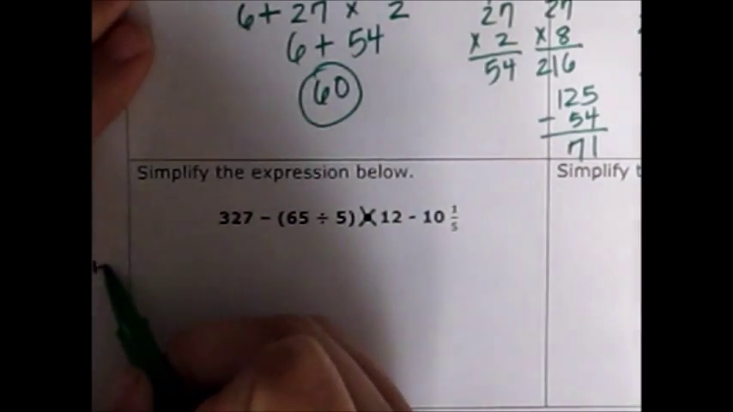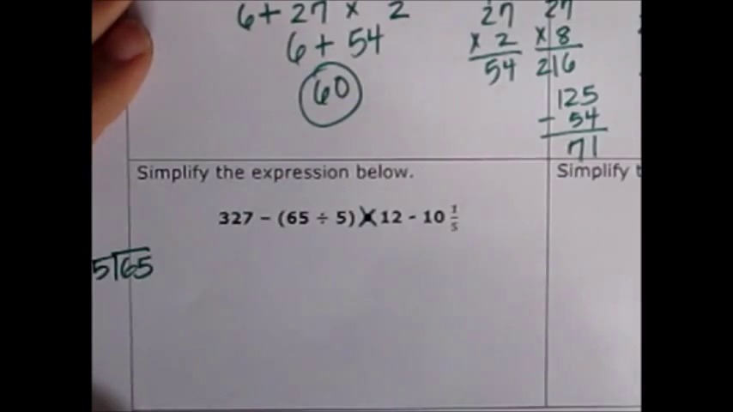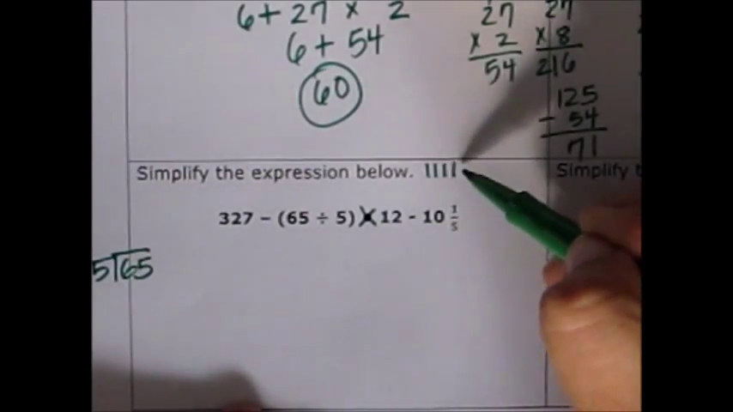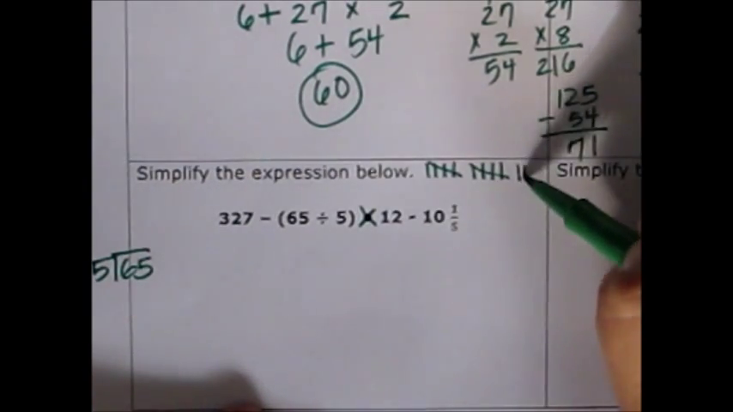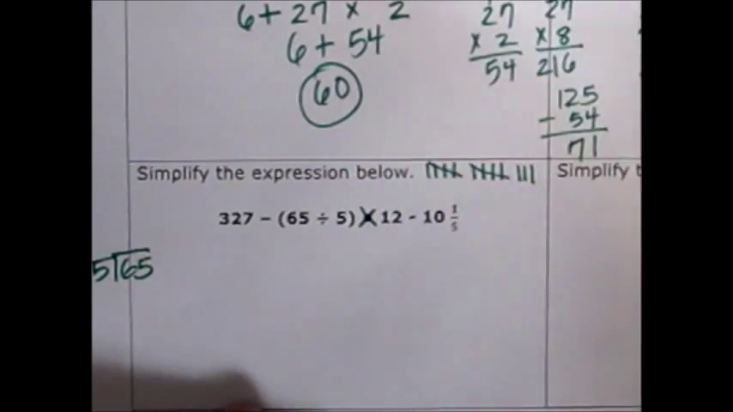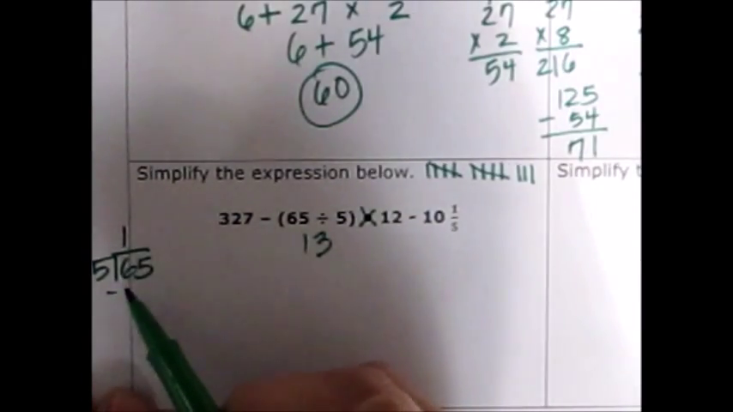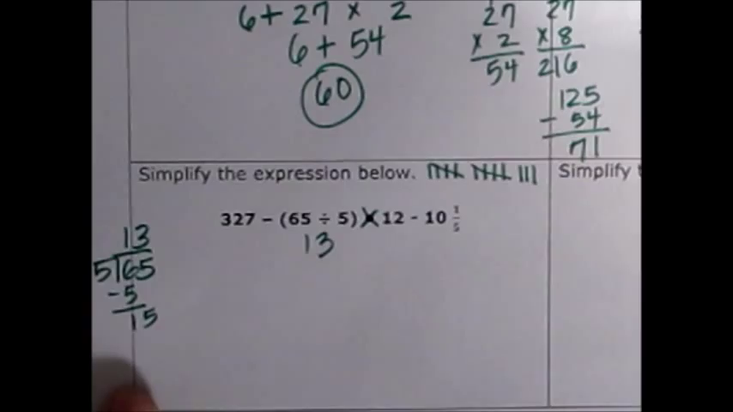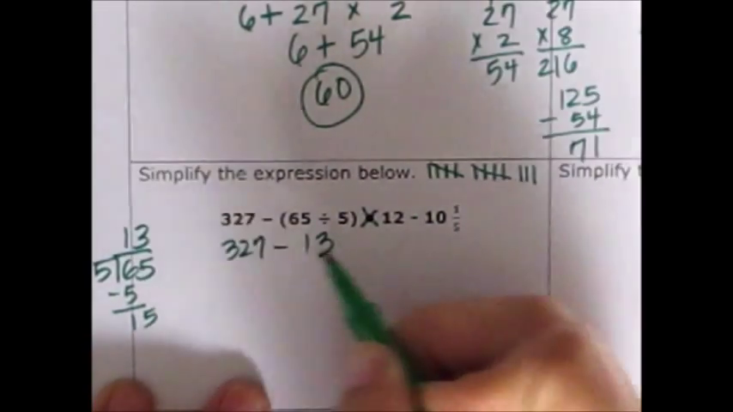Now we could do this over here, right? Or we could just skip count. So 5, 10, 15, 20, 25, 30, 35, 40, 45, 50, 55, 60, 65. So 13 times, right? If I did it this way, it would look like this. Okay, so either way kind of works. I rewrite it, my expression.